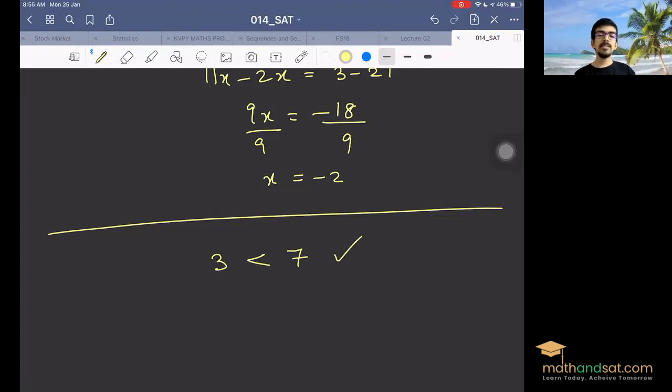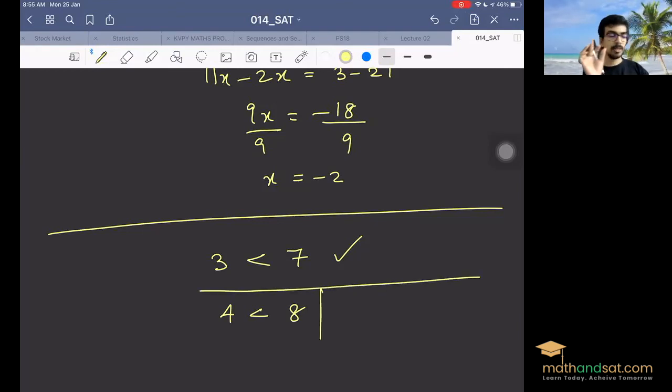So if I add the same constant on both sides, nothing will happen. Say if I add 1 on both sides, this will be 4 less than 8. This will still be true. Now, if I subtract the same number, say suppose I'm subtracting 2 from both sides, this will be 1 less than 5. Again, that is a true statement. You're generating a true statement once again. But when you're dividing, there's a small difference. You have to listen carefully.